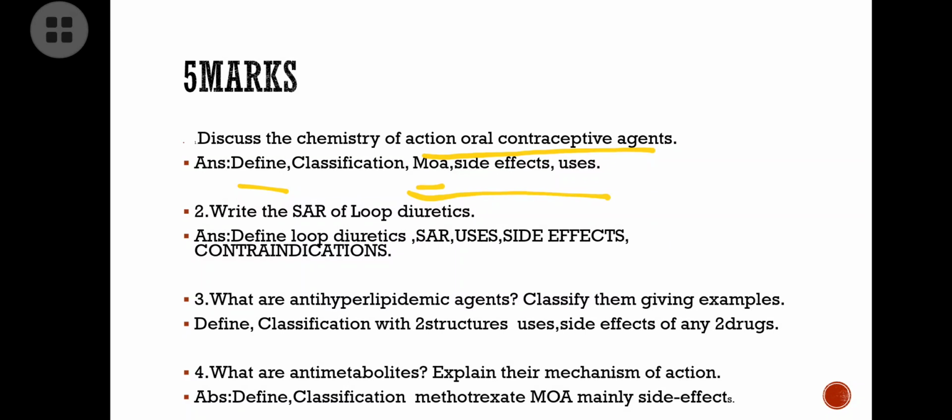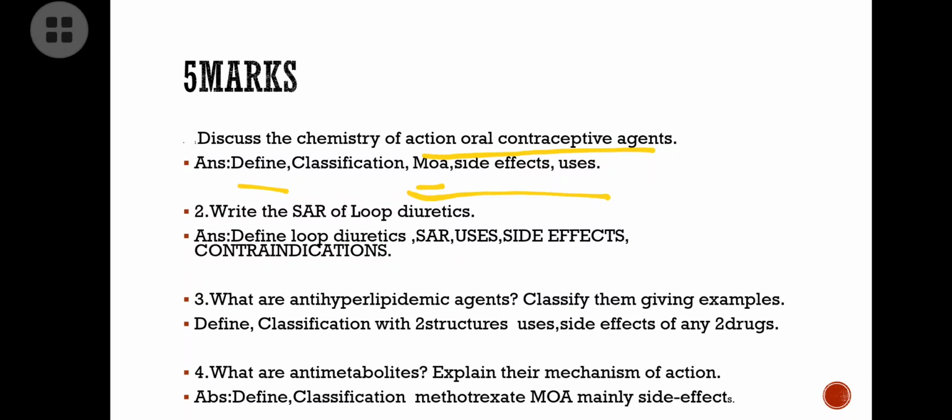And this mechanism of action is only the chemistry. How they stop the production of the ovum, that is egg. How they suppress the fertilization. That is the chemistry you have to write. Chemistry is nothing but mechanism of action.